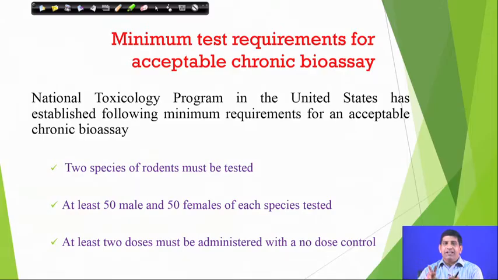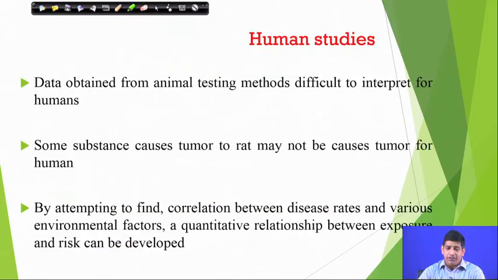So, you need to test at least 2 species of rodents, at least 50 male and 50 female animals have to be tested, and at least 2 doses must be administered along with a no-dose control. This is the bare minimum that you need to do.